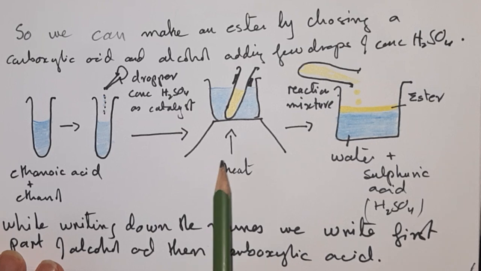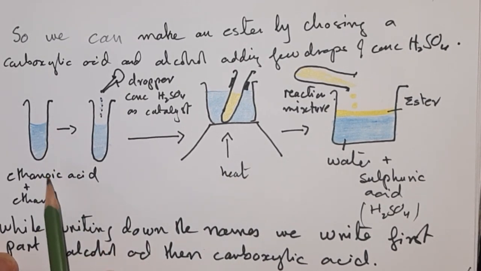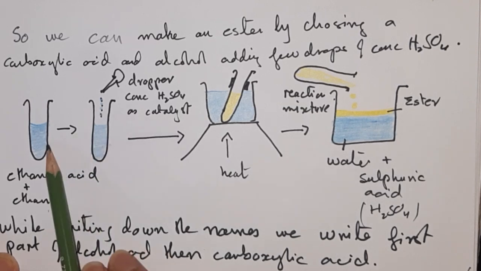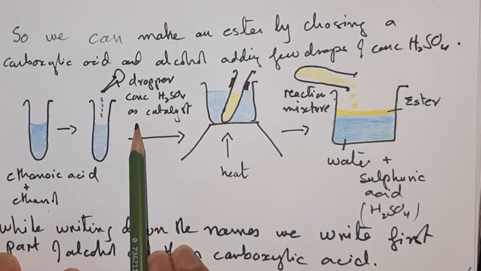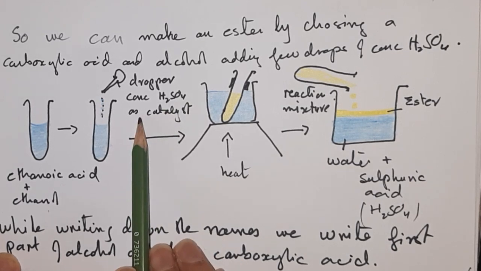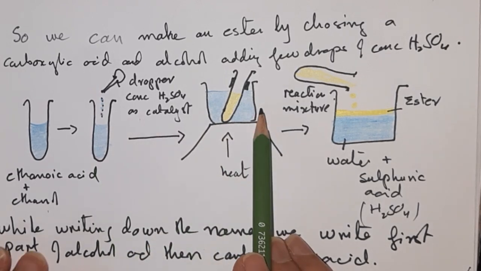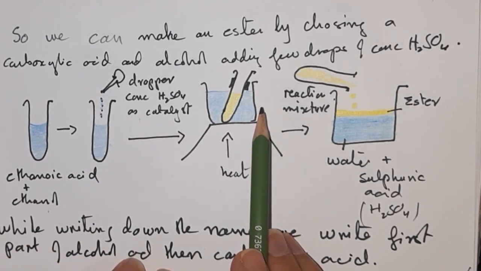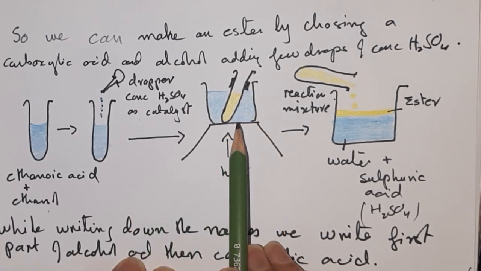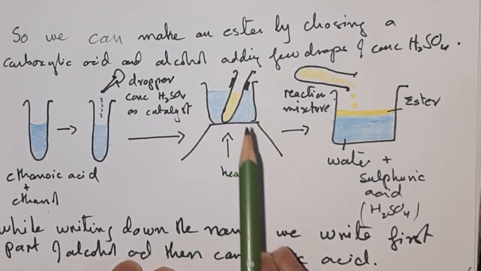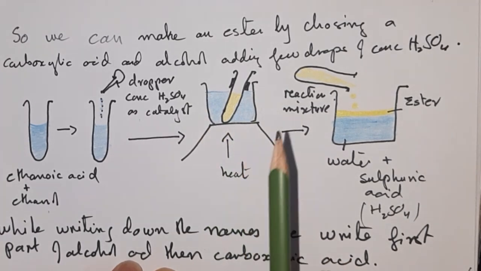In the laboratory you can prepare an ester like this. In a test tube you have ethanoic acid and ethanol. Then with a dropper add a few drops of concentrated sulfuric acid, which is going to act as a catalyst. Then put this test tube in a water bath. You must remember one thing, that whenever there is ethanol present, we do not heat it directly because ethanol is flammable. It can burn. So it is going to be in the water bath.